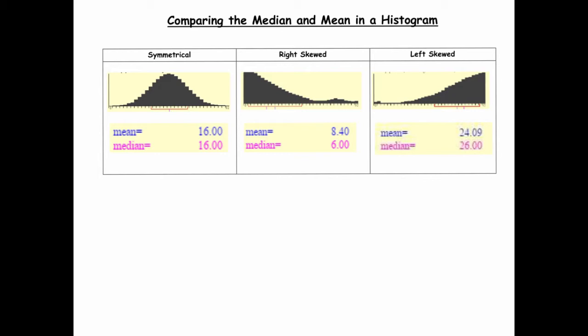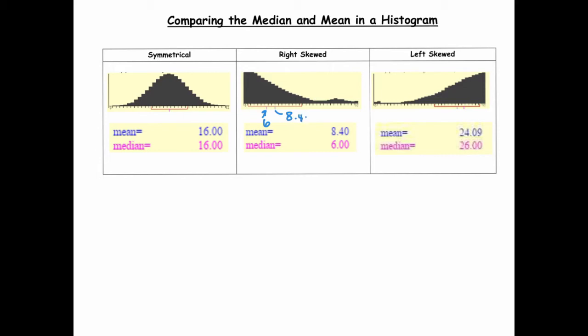In a case where your data set is right skewed, the mean ends up being higher than the median. One way to understand that is, remember the median is the middle number, so if we lined up all the data values, then in this case the median would be 6, which is here, whereas the mean would be 8.4, which is here, a little higher.